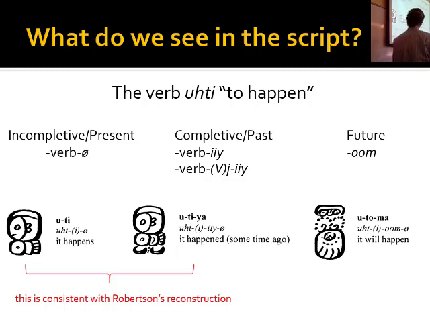So that's okay. Like we don't see any kind of other forms of uhti. Now, the problem is, of course, uhti in the incompletive would be very hard to find in Maya hieroglyphs because you would need something that just kept happening repeatedly, like a matter of fact.